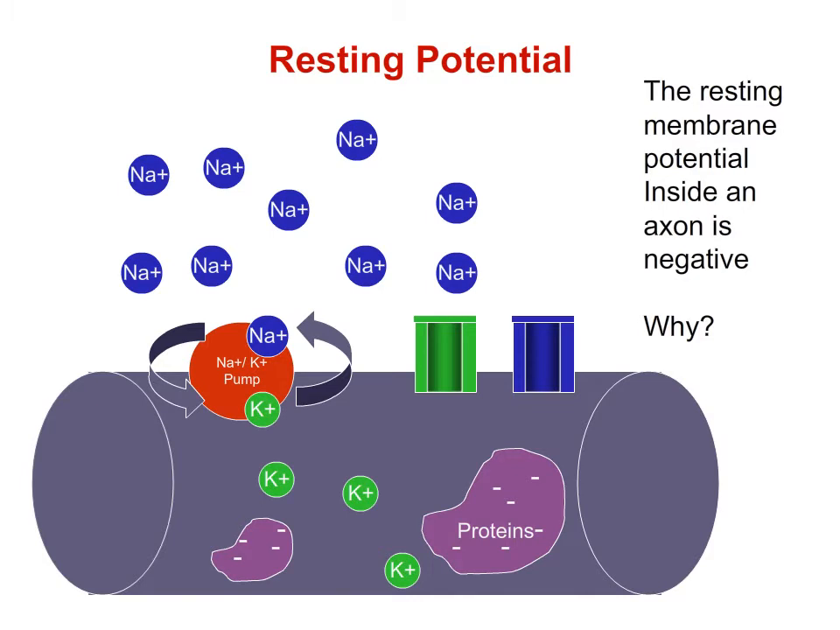So first of all, let's take a look at the resting potential. Now the resting potential, as we said earlier, is going to be negative. That is, the inside of the axon is more negative than the outside of the axon. But let's talk about why it's more negative. Well, first of all, inside the axon we do have proteins, and these proteins do have a partial negative charge, which already gives the axon a little bit of negativity.